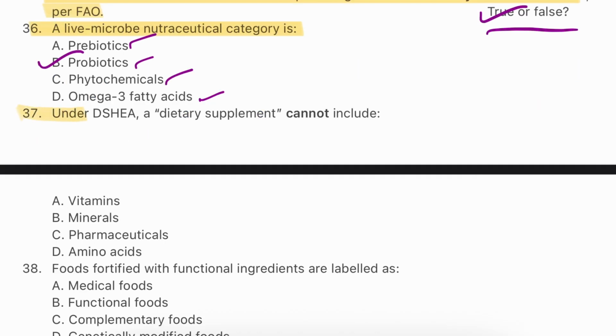Question number 37. Under DSHEA, a dietary supplement cannot include vitamins, minerals, pharmaceuticals, or amino acids. The answer will be C, pharmaceuticals. DSHEA excludes drugs; supplements include vitamins, minerals, etc.